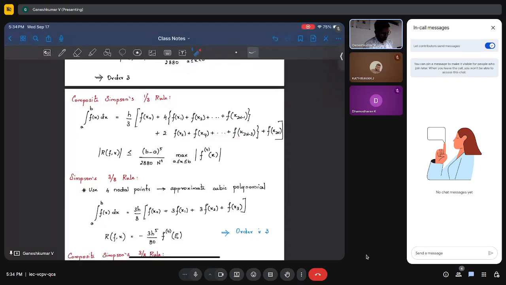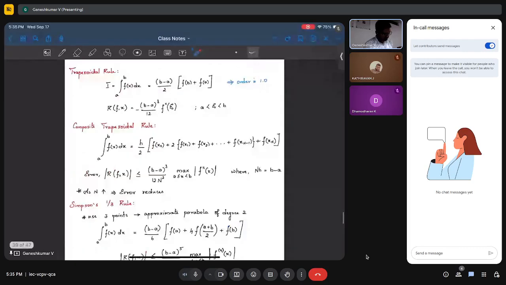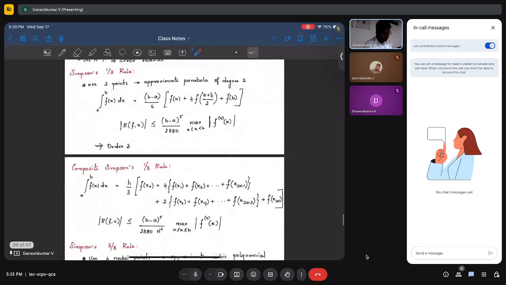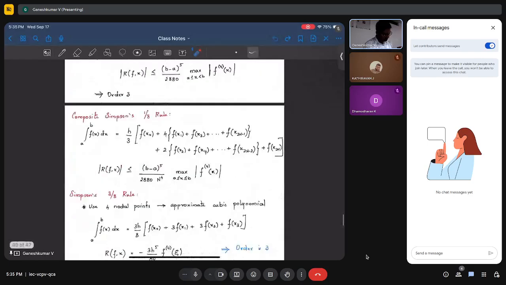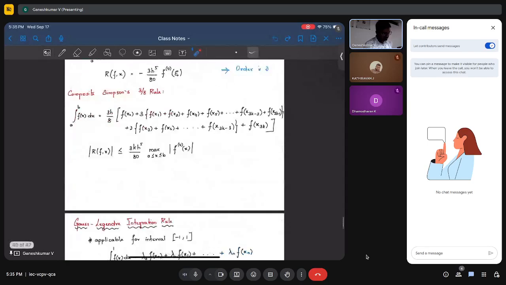These have a higher order of accuracy. In the trapezoidal rule you have a second order error, and this becomes a fourth order Simpson rule, which means the Simpson rule is more accurate.